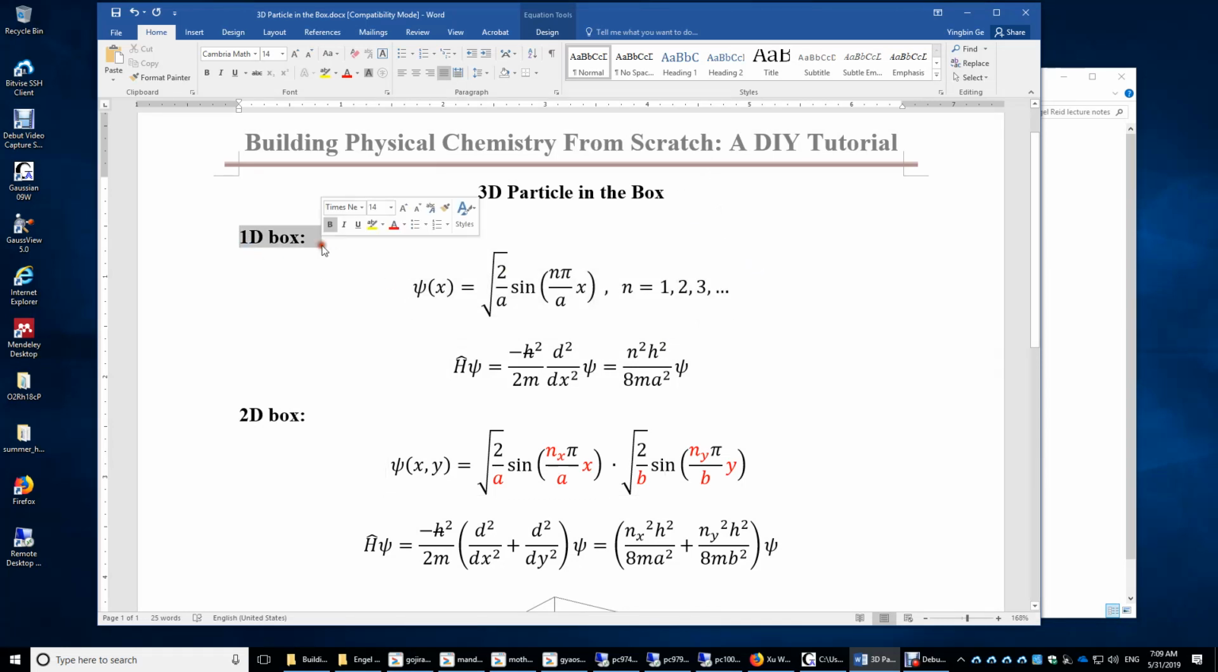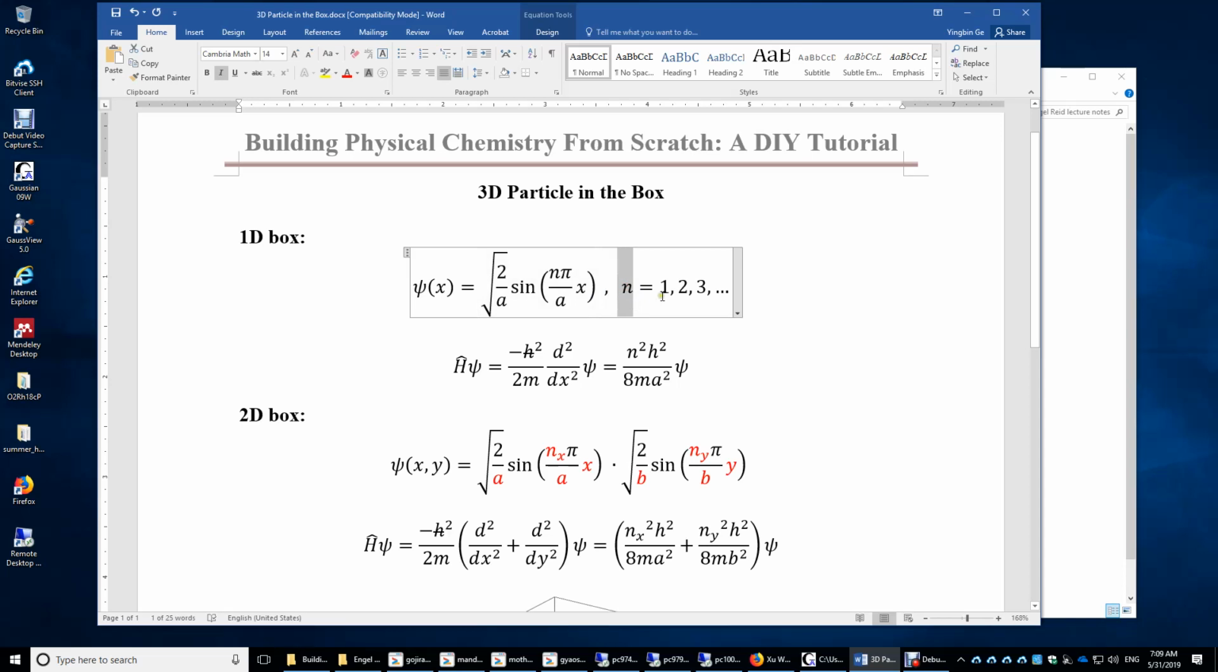First, the one-dimensional box. The wave function of the particle in the one-dimensional box is the square root of 2 over a times the sine function of n pi x over a. The square root of 2 over a is called the normalization factor. It ensures the integral of the squared modulus of this wave function from 0 to a is exactly 100%.